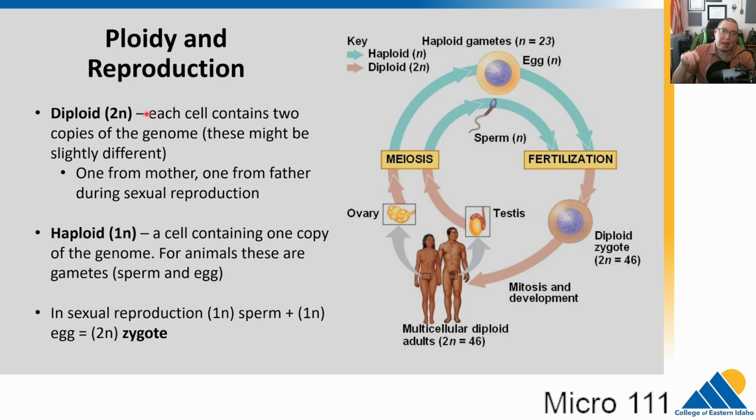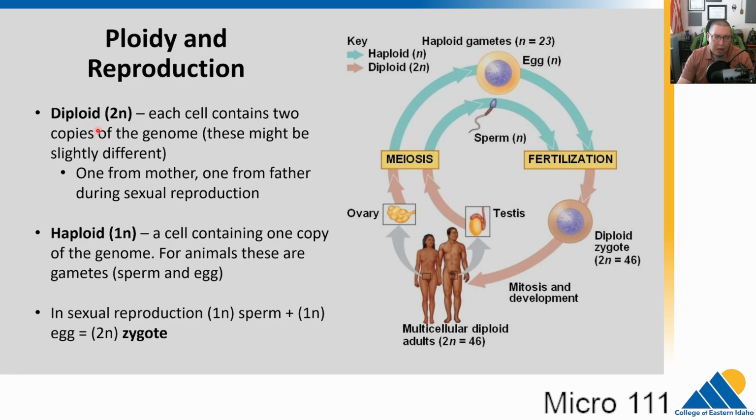Each cell has two copies of the genome, and these copies can be slightly different because one of them comes from the maternal side and the other comes from the paternal side during sexual reproduction. This leads to what we call genetic variability, and it is one of the key factors of sexual reproduction. So we will talk about this in a moment.